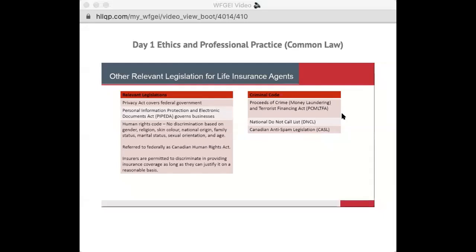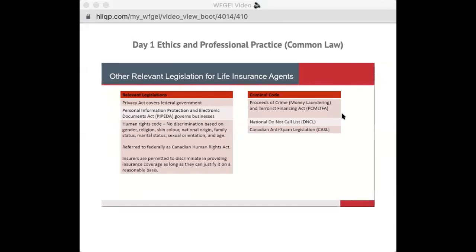Okay, there are some things that fall under, of course, the Criminal Code. And again, I strongly suggest that you read this very carefully because you will get a question on this at the exam. That is, of course, the proceeds of crime, money laundering, and terrorist financing activities. As you know, if you suspect anybody may be involved in terrorist financing or money laundering, you must report that to FINTRAC within 30 days of having this information.